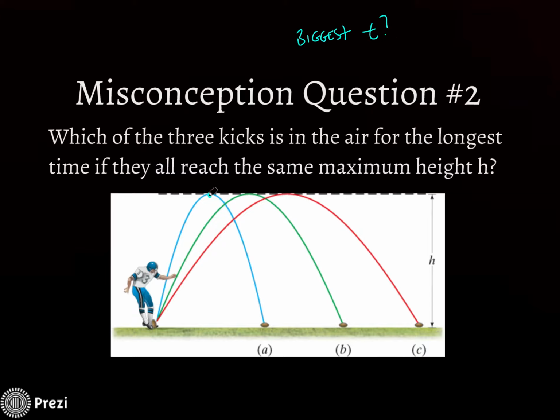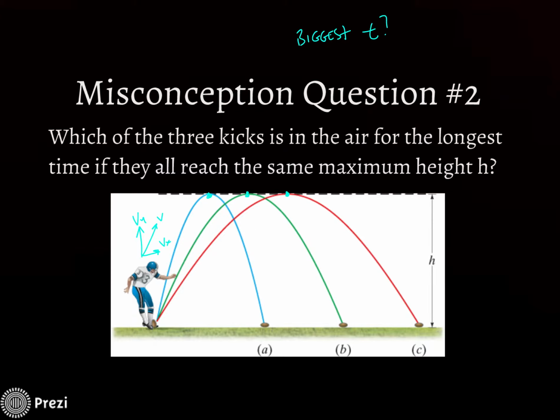Now, the one thing we know is that they're all reaching the same maximum height. This tells us something. If they're all reaching the maximum height, one thing we know for sure is that the Vy, the y component of the velocity, remember there's going to be an x and a y component of velocity, must be the same for each of these. If the y component was different for each of these, they would be at different heights. So the y component of the velocity is what determines the height of these guys. Okay, so that's the first thing to think about.